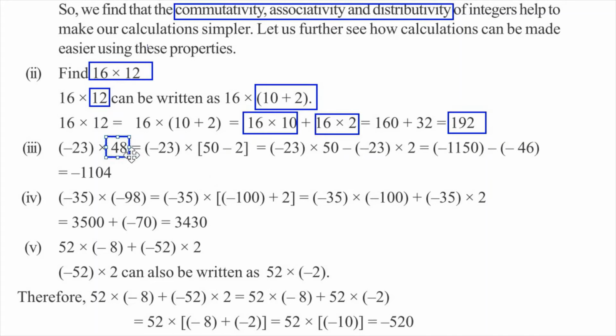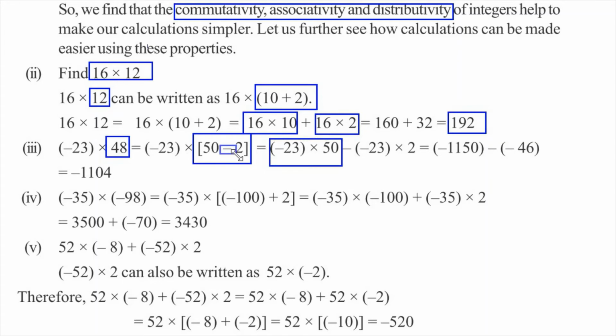The nearest number to 48 that has 0 in units place is 50. So we write 48 as the difference between 50 and 2, 50 minus 2. And then we do our calculations by using the distributive property. This reduces to 23 minus 23 into 50. And the negative sign, we are copying it down as it is.